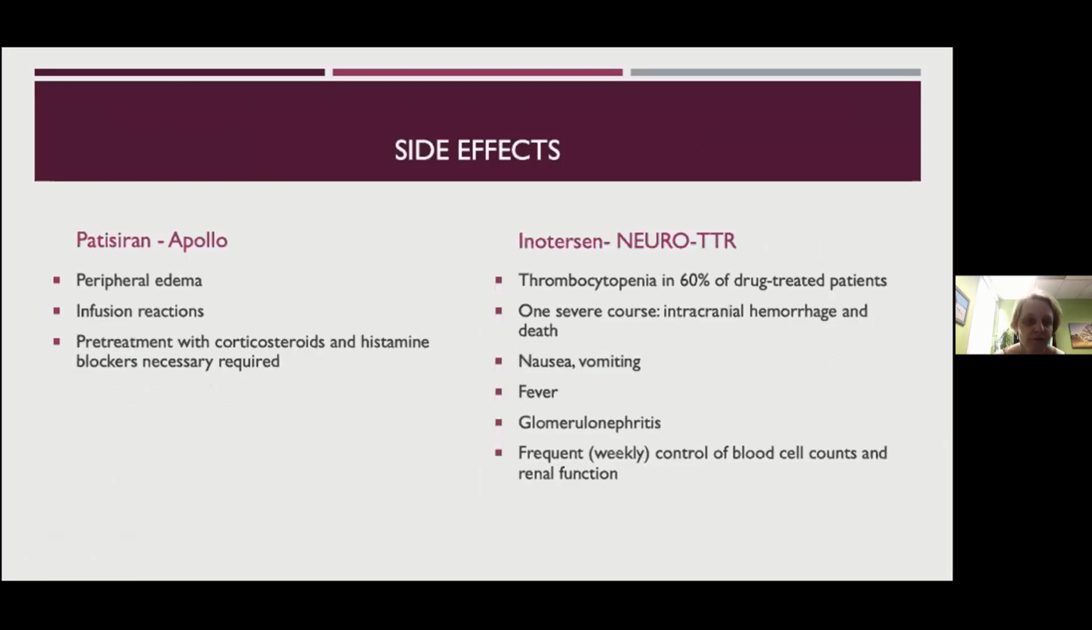The most common side effects of patisiran are peripheral edema and infusion reactions, and pretreatment with corticosteroids and histamine blockers is necessary. Inotersen had thrombocytopenia in 60% of drug-treated patients. Unfortunately, there was one severe side effect with intracranial hemorrhage and death. Other side effects are nausea, vomiting, fever, and glomerulonephritis. That's why frequent control of blood cell counts and renal function is necessary while treating with inotersen.